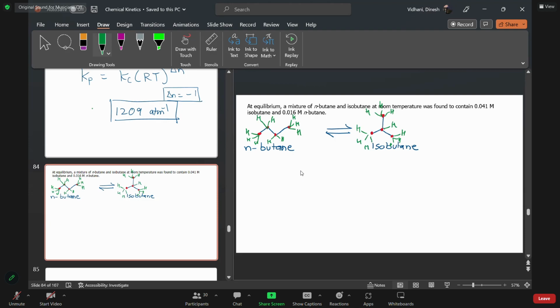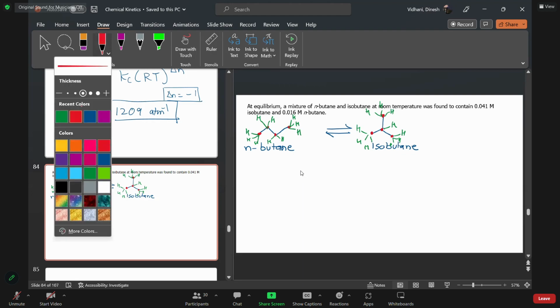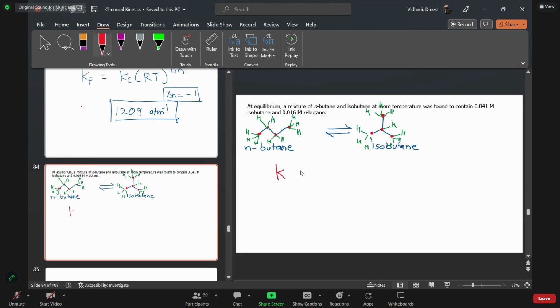So this is what is happening. It's a simple rearrangement. Now, can you find me the Kp and Kc value for this one? Find me Kc and then find me Kp for this. I'll give you 2 minutes to do that.